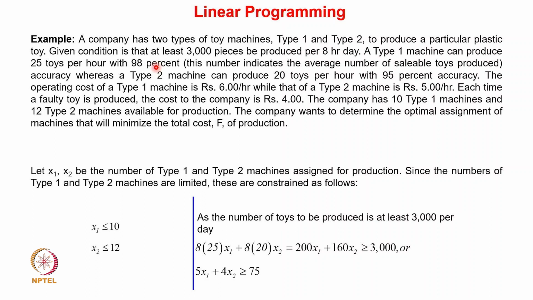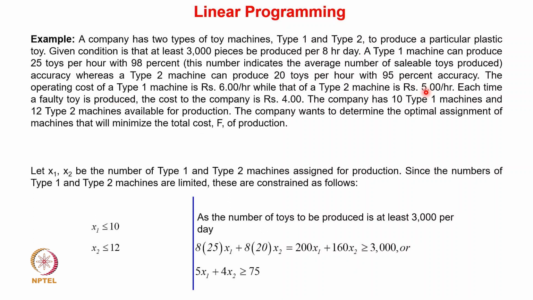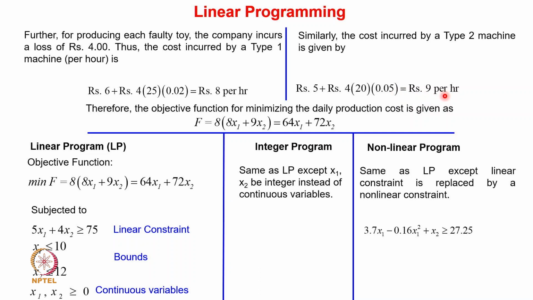So with that, 4 rupees is required for one faulty toy, and 25 toys are produced every hour, so 25 multiplied by 0.02. So the production cost for the type 1 machine is 8 rupees per hour. Similarly, we can calculate the production cost for the type 2 machine. The type 2 machine has 95% accuracy, and the operating cost is 5 rupees. So 5 plus 4 into 20 into 0.05 comes to around 9 rupees per hour.